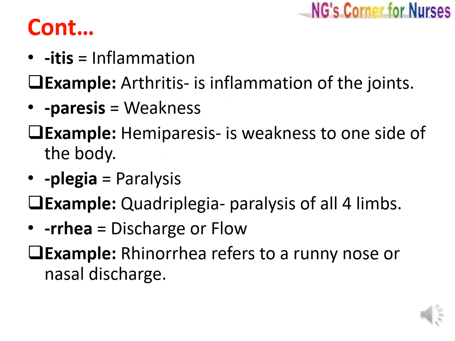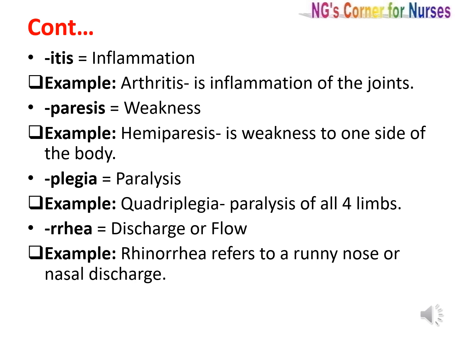Next, coming to itis. The word itis means inflammation. As an example, we can say arthritis. Arthro refers to joint and itis is inflammation. So, the word arthritis refers to the inflammation of the joints.